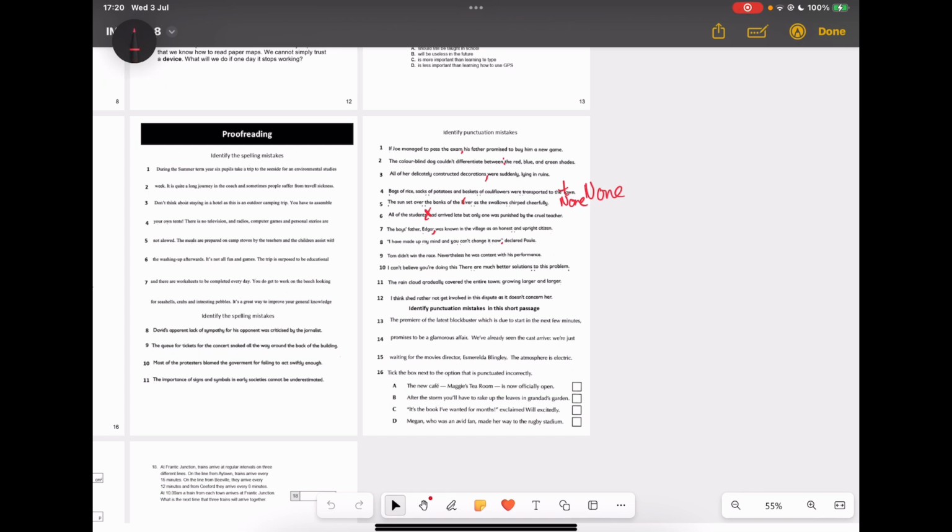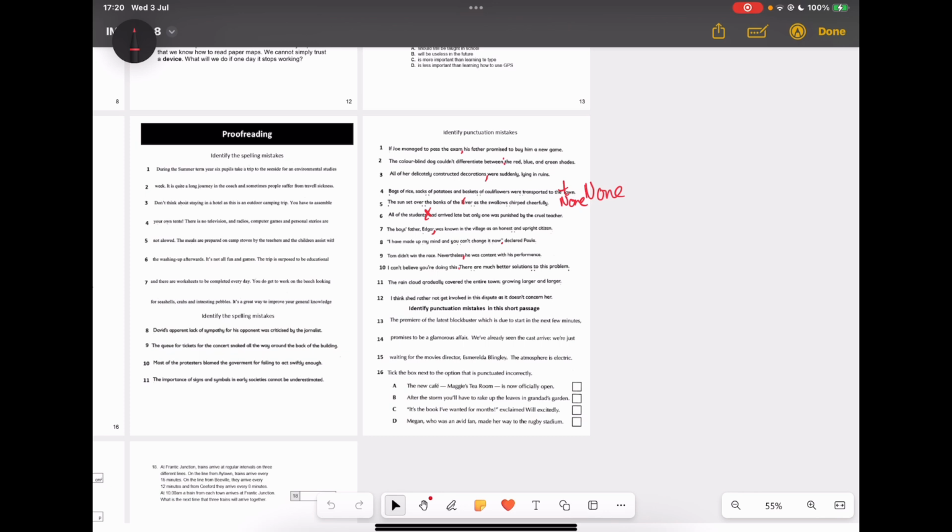Then we move on to 9. Tom didn't win the race. Nevertheless, comma, he was content with his performance. 10. I can't believe you're doing this. There are much better solutions to this problem. Full stop between this and there.